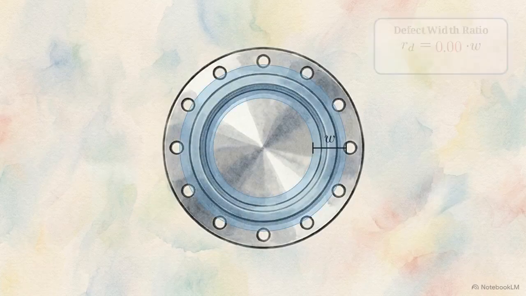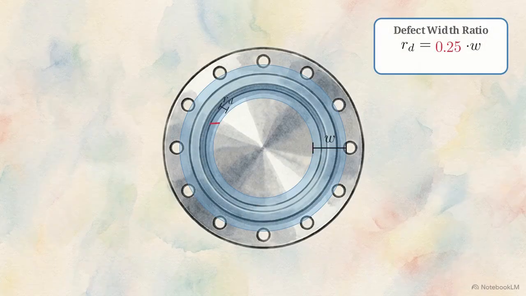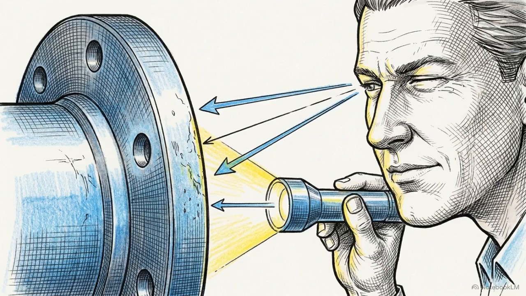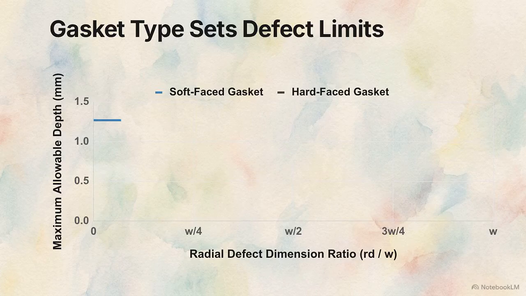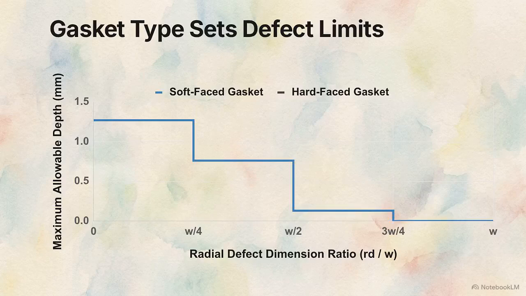Determining if a specific flange will leak requires mapping a defect's radial width against the total width of the flange face. Evaluating a pressure boundary means moving entirely away from subjective visual inspections. It requires applying strict dimensional step functions based entirely on how the gasket material compresses.